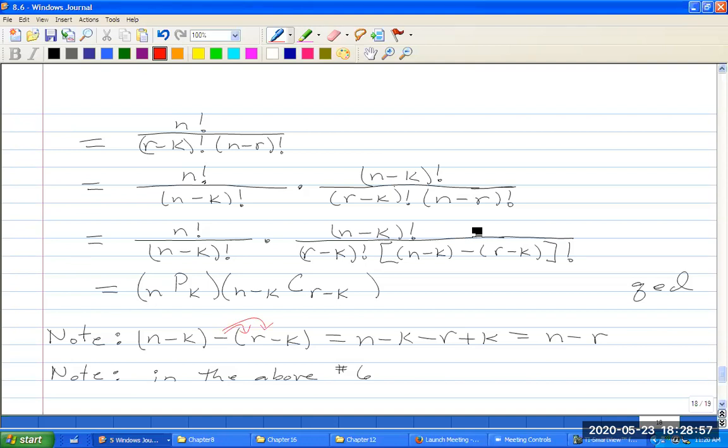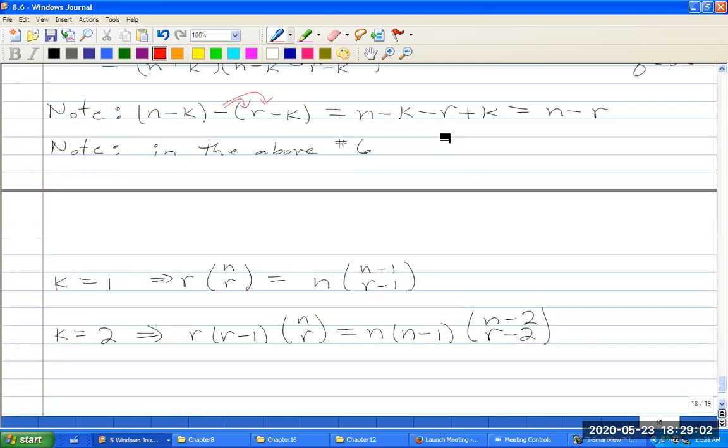Note that in this above, if k is equal to 1, this is the same as r times nCr equaling n times n minus 1 Cr minus 1. If k is equal to 2, this is the same as r times r minus 1 nCr equaling n minus 1 times n minus 2 Cr minus 2. The reason that I wrote them out is only because they're important for other math courses that you may take.